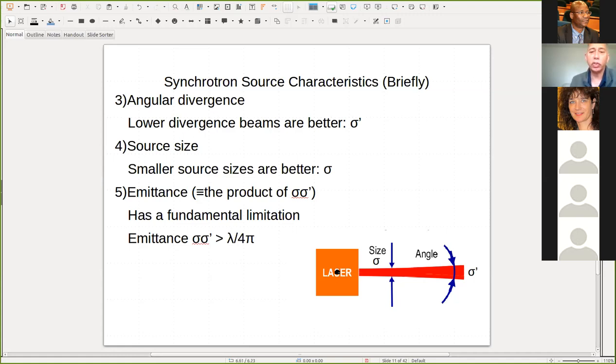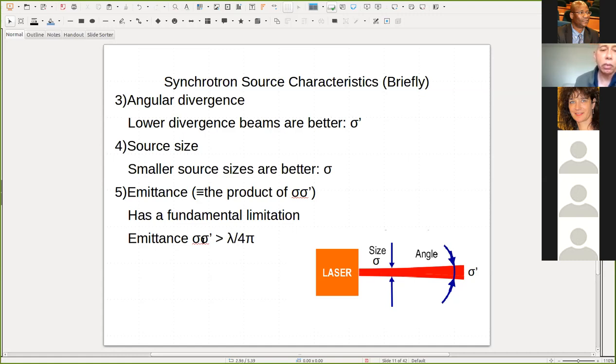So imagine you have a source. Now, a laser is essentially almost a perfect source for most things. Synchrotrons are not lasers yet. We're working on that, but they're not there yet. If you've got a light source, you've got an angular divergence to the light that comes out, sigma prime. You've got the physical size of the source, sigma.